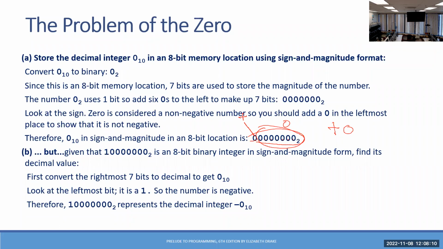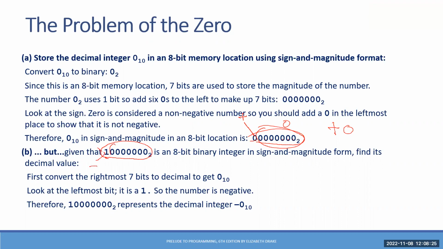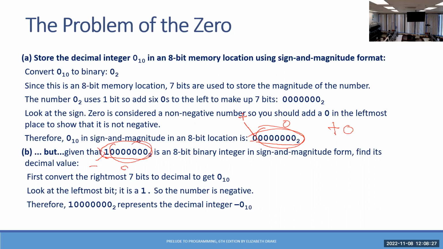Now what happens if I have another one here, with the sign bit 1? What is the decimal number for this one? Negative 0, right? The sign here is negative, and the magnitude is 0. So this one is negative 0, or also 0. So for the single digit 0, you have 2 ways to represent it in the sign and magnitude case. That is a huge problem with the computer.